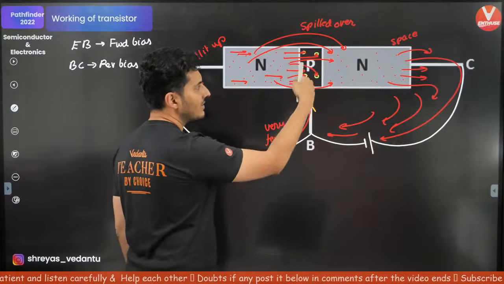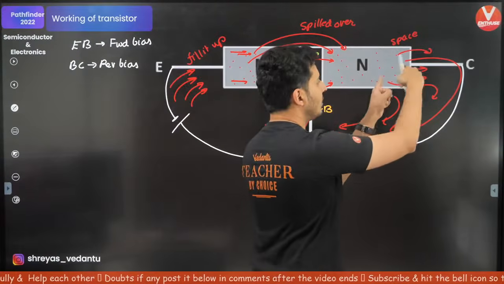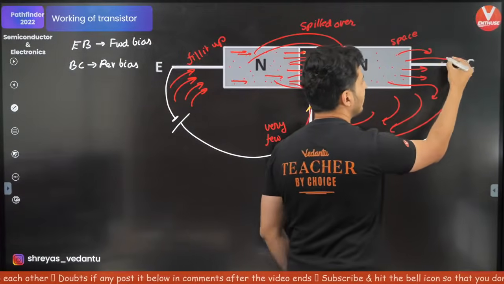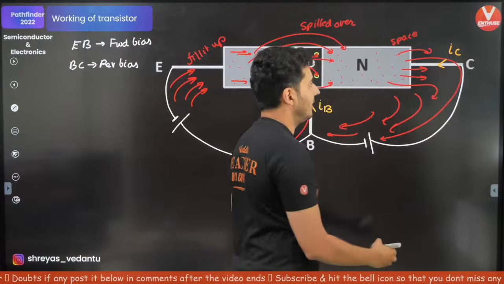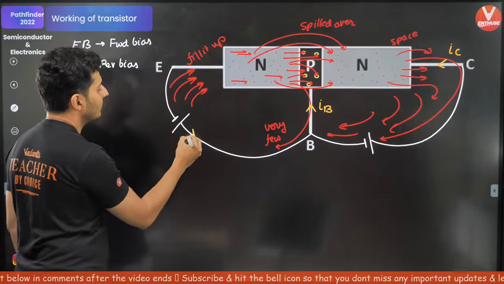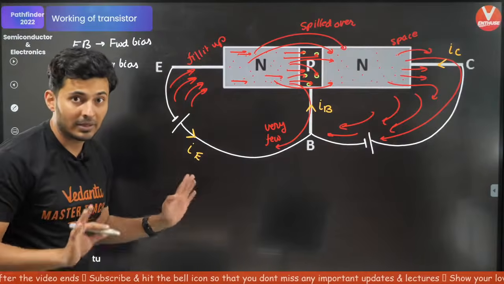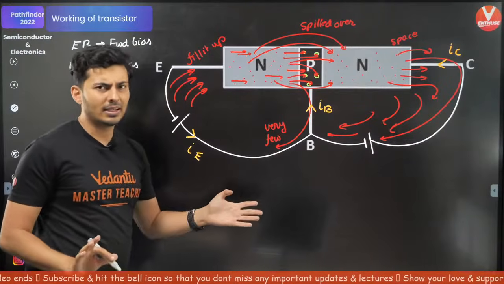Because it is entering inside the base, this is called the base current. Because the electrons are going like this, the current is flowing opposite, and this is called the collector current. And electrons are going like this, that means this one coming out of the emitter is called the emitter current. Everybody got it? Exactly opposite, nothing else.